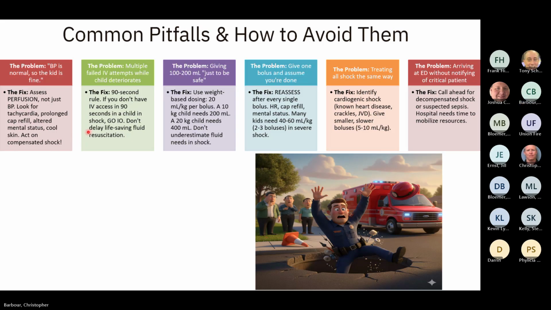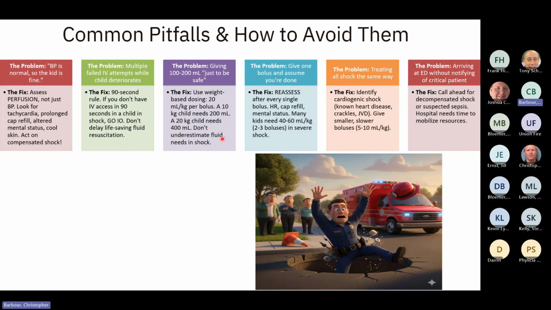Another pitfall is people wanting to delay going to the IO. Like I said, for some reason in hospitals, they want to keep sticking, and then they call vascular access, or they wait for the physician to do a central line. We can do an IO once we have that equipment, probably in 30 seconds or less, and be using it. So if you're in a situation and somebody forgets or is not willing, make the suggestion.